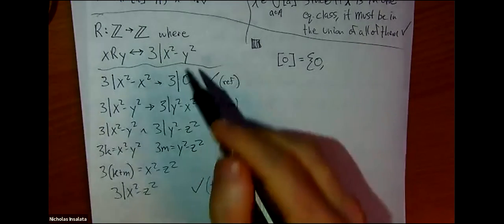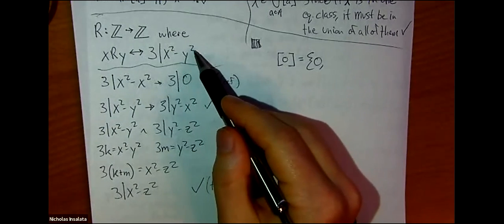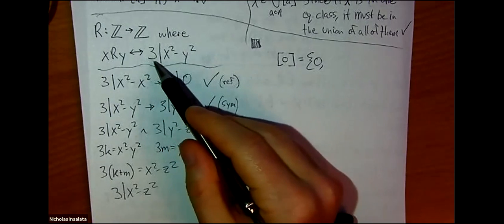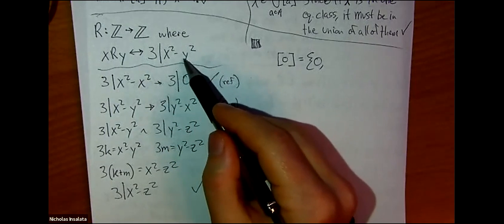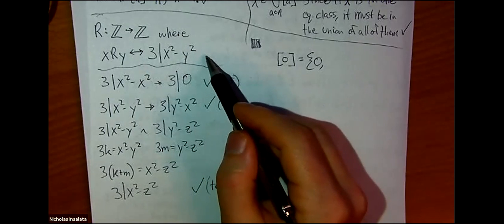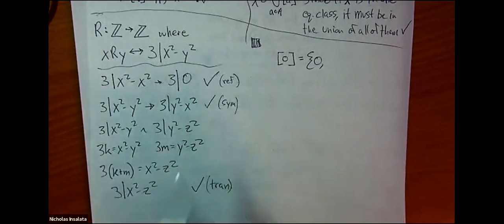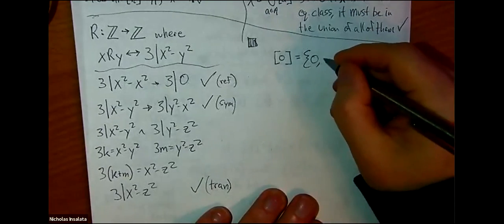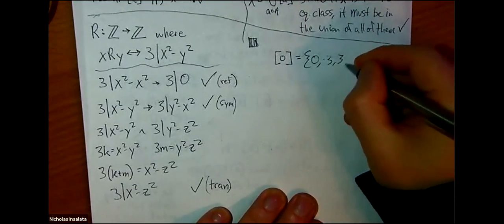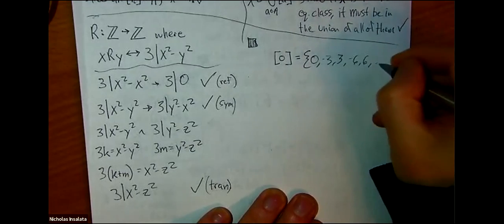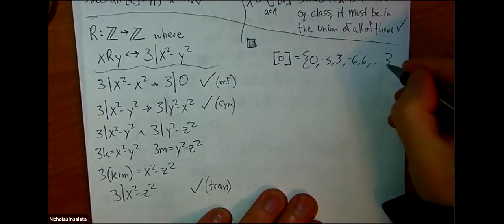What if we did 1 or 2 or 5 or 8, some non-multiple of 3? Could any of those be in the same equivalence class? David, you say no, and that's great. The reason is when you square a non-multiple of 3, you're not going to put any factors of 3 into your product, because a non-multiple of 3 times a non-multiple of 3 still doesn't have any factors of 3 in it. So the equivalence class of 0 will be 0, -3, 3, -6, 6, and so on, all the positive and negative multiples of 3.